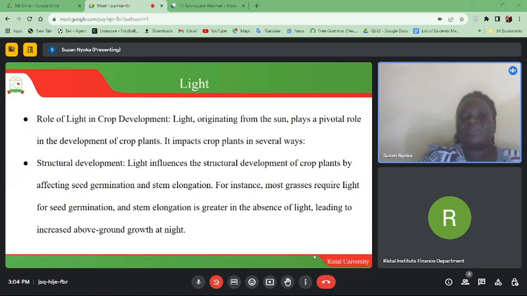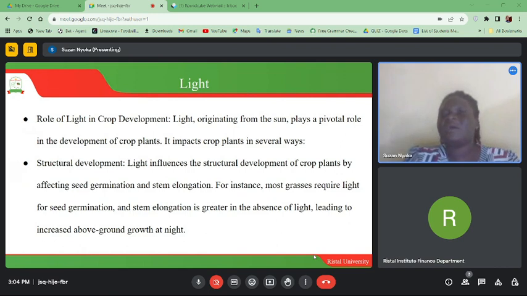Role of light in crop development. Light originating from the sun plays a pivotal role in the development of crop plants. It impacts crop plants in several ways. One, in structural development, light influences the structural development of crop plants by affecting seed germination and stem elongation.